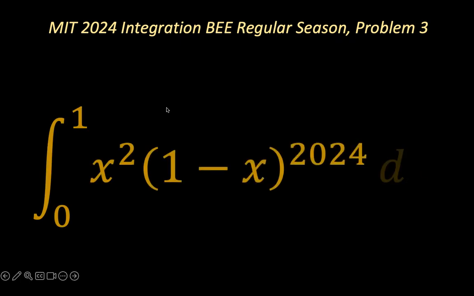Now, today's problem comes from MIT 2024 Integration B, regular season, and problem number 3 is the problem of our focus today, which is a definite integral from x equals 0 to x equals 1 of x squared times (1 minus x) to the power 2024. So it's a very interesting problem. I hope you stick around and hang out with us as we try to solve it.